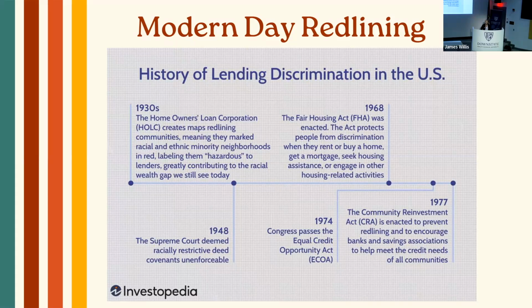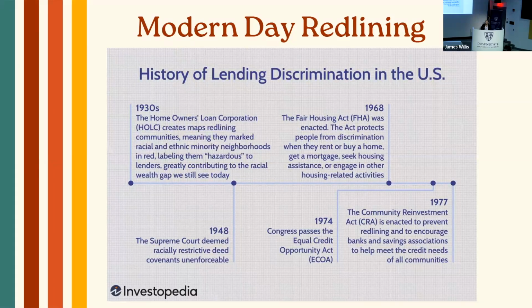In 1974, Congress passed the Equal Credit Opportunity Act, saying that you cannot discriminate in credit scoring based on race and ethnicity. Then in 1977, the Community Reinvestment Act, or the CRA, was enacted to try to encourage non-discriminatory lending even further. This has been revised a number of times, but the CRA's purpose was to encourage banks to meet the needs of neighborhoods in which they operate, including low income and low to moderate income neighborhoods.